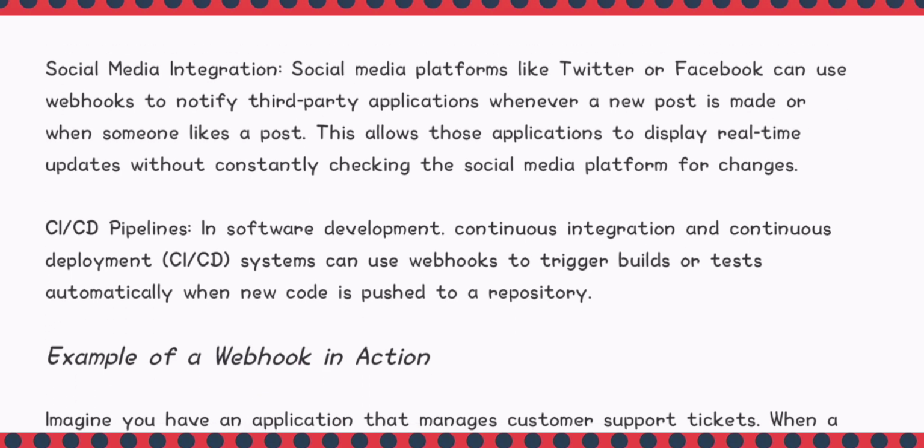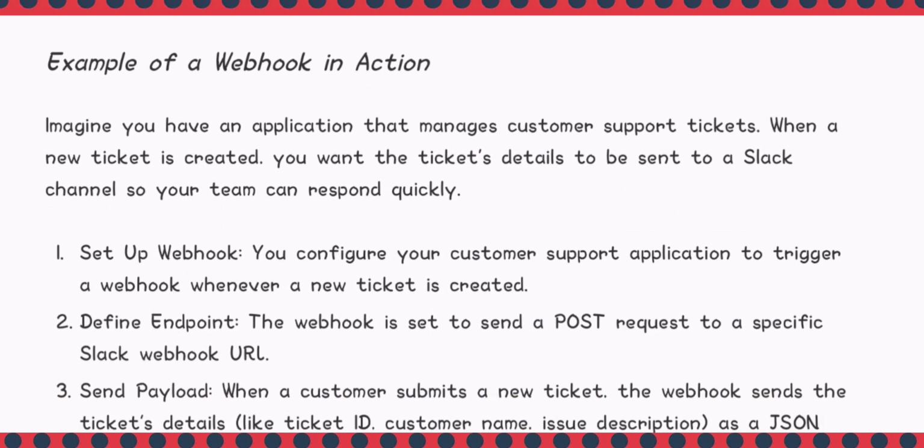CI/CD pipelines. In software development, continuous integration and continuous deployment (CI/CD) systems can use webhooks to trigger builds or tests automatically when new code is pushed to a repository. Example of a webhook in action. Imagine you have an application that manages customer support tickets. When a new ticket is created, you want the ticket's details to be sent to a Slack channel so your team can respond quickly.